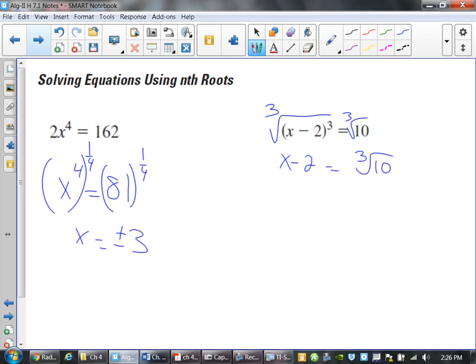What's the cube root of 10? Cube root of 10, exactly. I cannot simplify that whatsoever, so I leave it. I don't care about decimals. Decimals are stupid. How do I get x by itself?